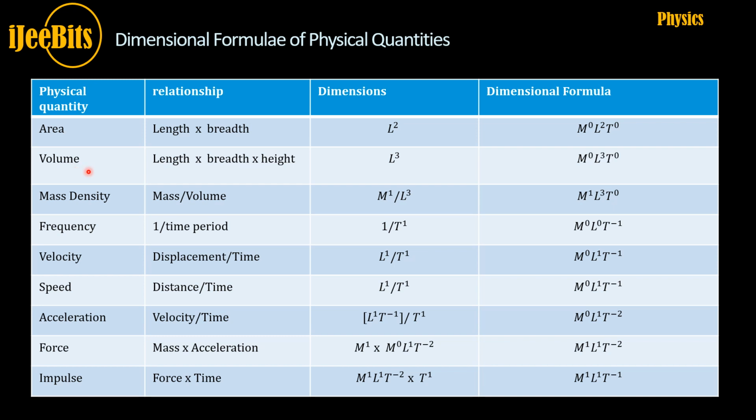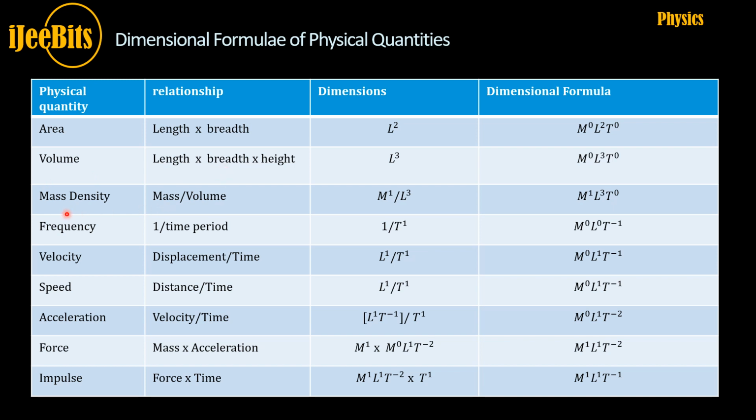Similarly, if you look at volume, it is length, breadth, height, right? The product of all three is what volume means. So length into length into length is our representation of dimensions. The dimension for length is L, for breadth is L, and for height is also L. So L into L into L, L cube. So M power 0, L cube, T power 0. Make sure that when you depend only on L, the base quantities mass and time are raised to the 0 power. So we don't require M and T for representing volume, right?